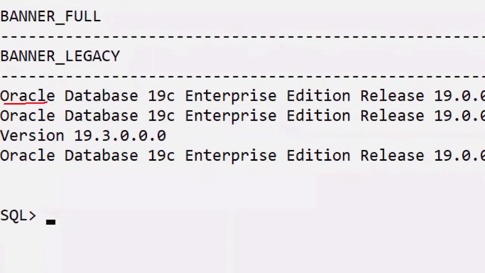Oracle is a product from Oracle Corporation. But what type of product? A database product. The version we are learning in our course is 19C, a version of this database product.